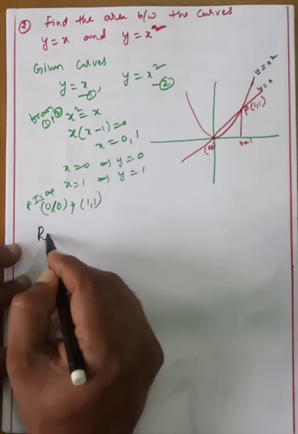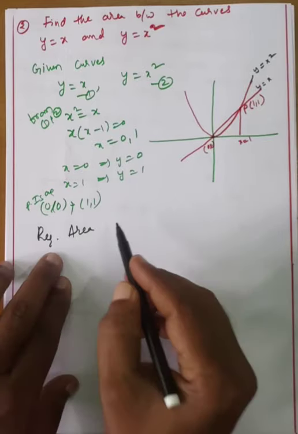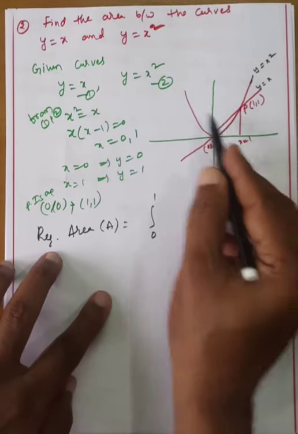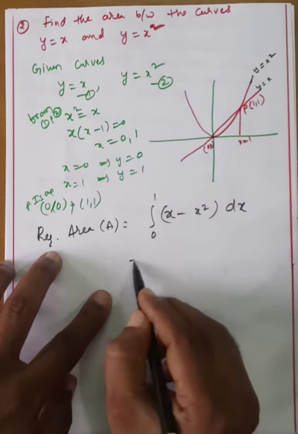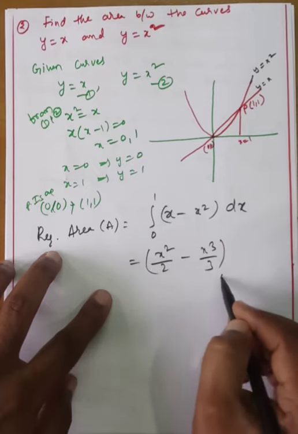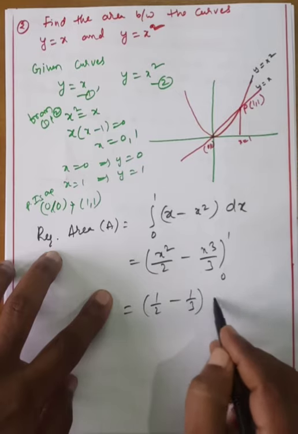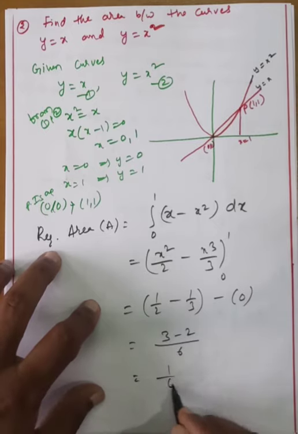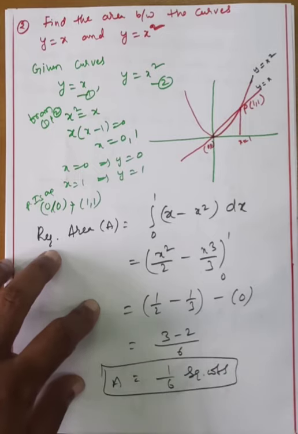Now the required area, the area of the region bounded by the given curves and ordinate, is A is equal to integral of 0 to 1. The upper curve is the line x minus the lower curve x square, dx. Integral of x is x square by 2 minus x cube by 3, with limits 0 to 1. Upper limit 1 gives 1 by 2 minus 1 by 3, lower limit 0 gives nothing. This is 6, so 3 minus 2 is equal to 1 by 6 square units, my dear students. In this way, we will do the problems.